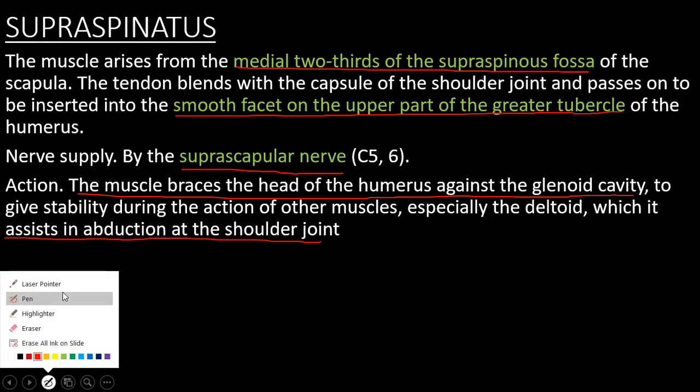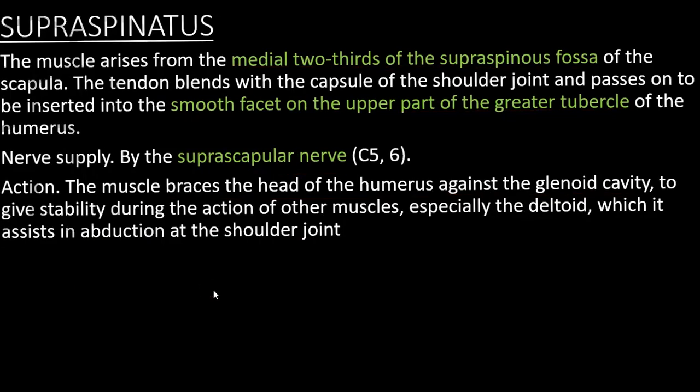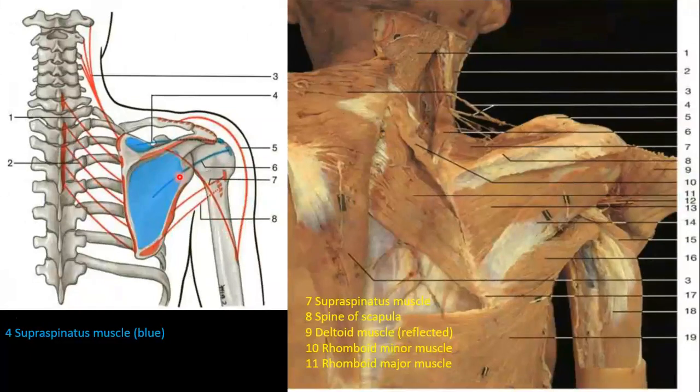Let me take back the laser pointer. Here it is originating here, supraspinous fossa, to be inserted into the greater tubercle, the highest facet or the superior facet on the greater tubercle. Here it is. It is supplied by the suprascapular nerve directly from the upper trunk of brachial plexus.